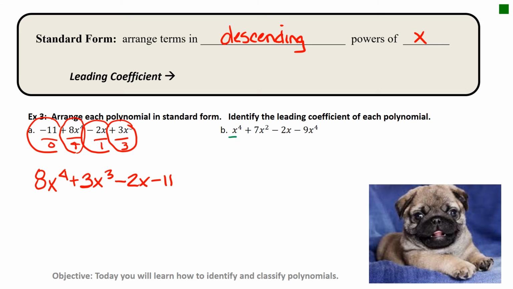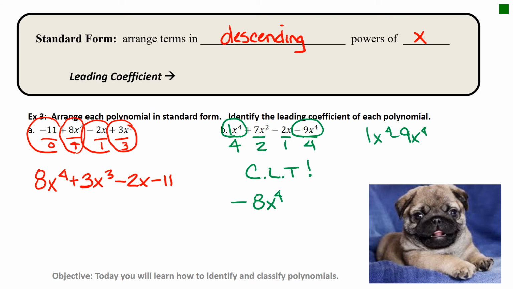Okay, so we've got 1 stop, 2 stop, 3 stop, 4 stop. Oh, but before we can do this one, look, this is 4, this is 2, this is 1, this is also 4. So the first thing we have to do is combine like terms. So this is 1x to the 4th and negative 9x to the 4th. We learned it last year. So 1x to the 4th minus 9x to the 4th is going to be negative 8x to the 4th. That takes care of both of those. So those are my 4s.